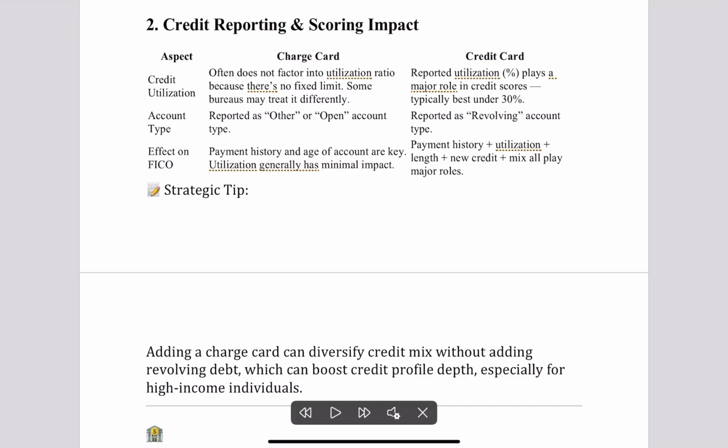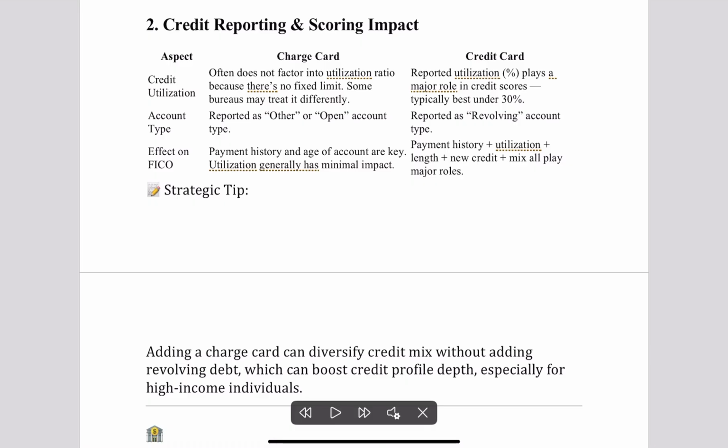Let's continue. Account type. Reported as other or open account type. Reported as revolving account type. Let's touch on that right quick. I always advise my clients to get the paper credit reports because they tend to have a little more detail than the digital ones. Always get the paper credit reports.